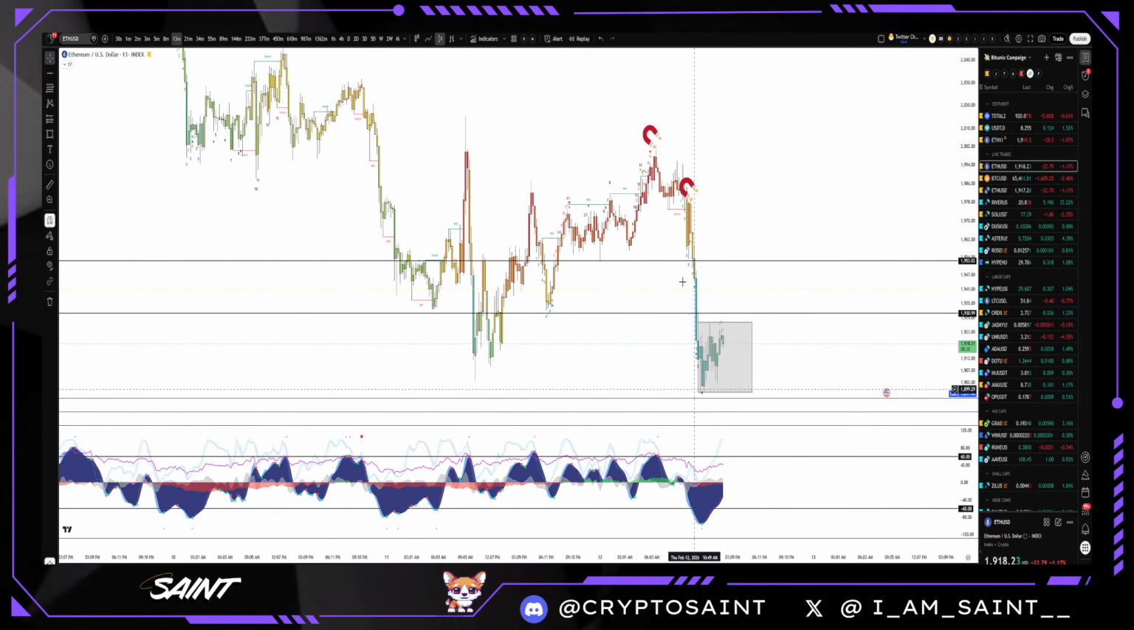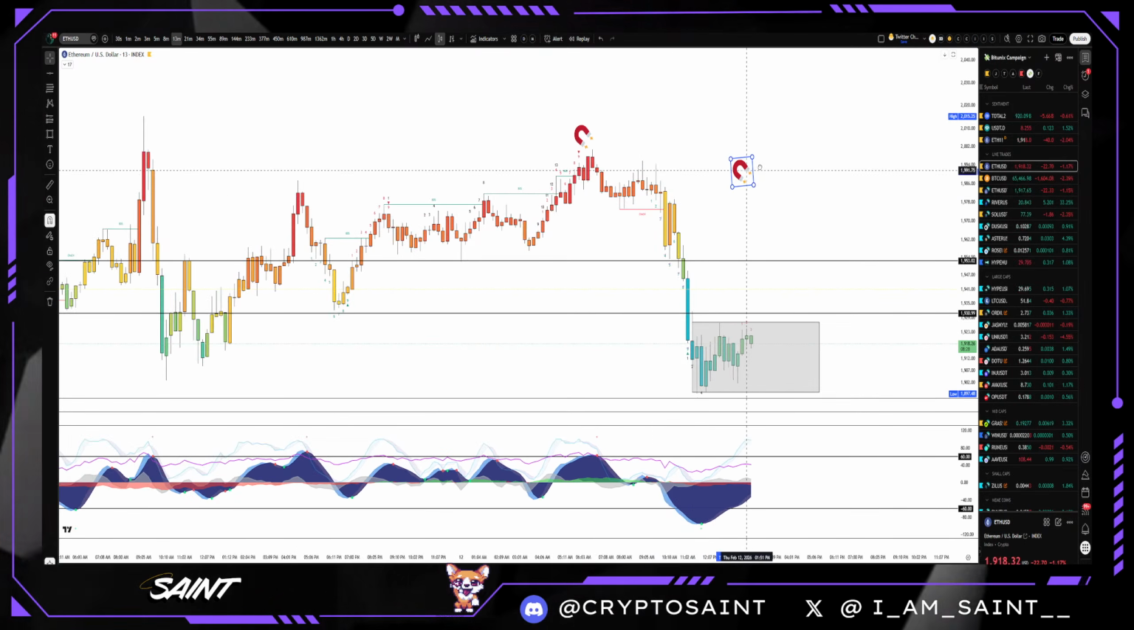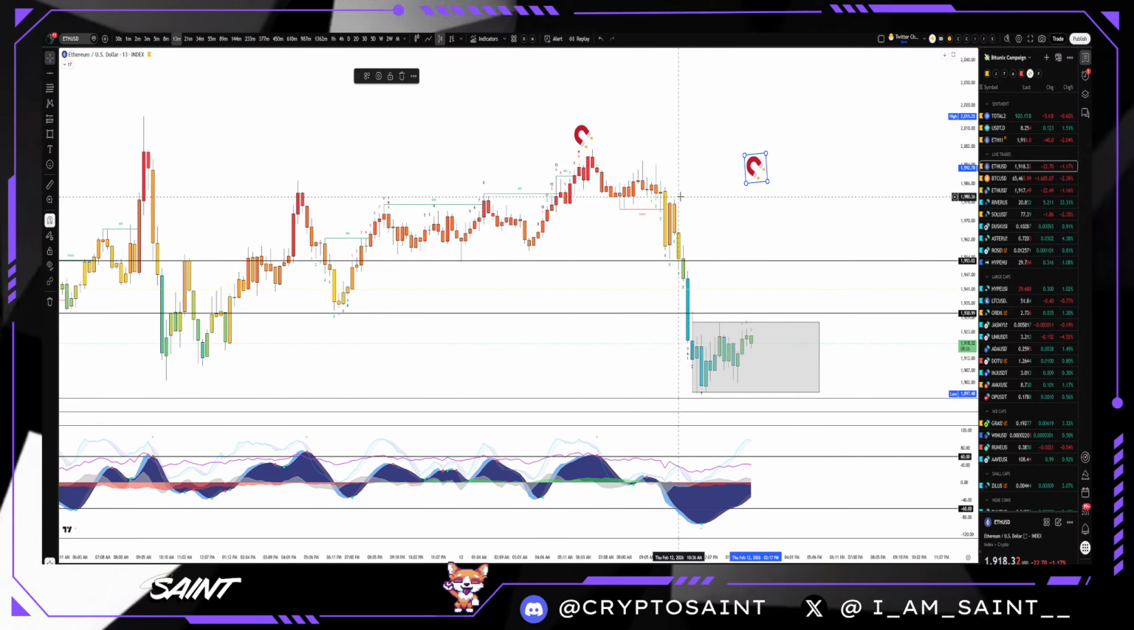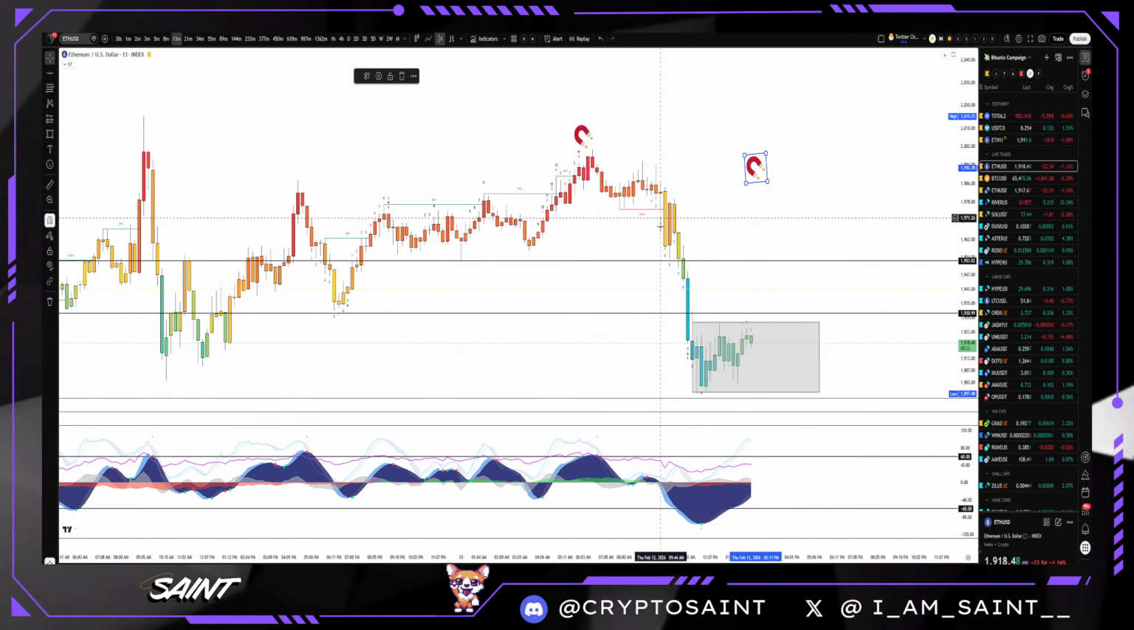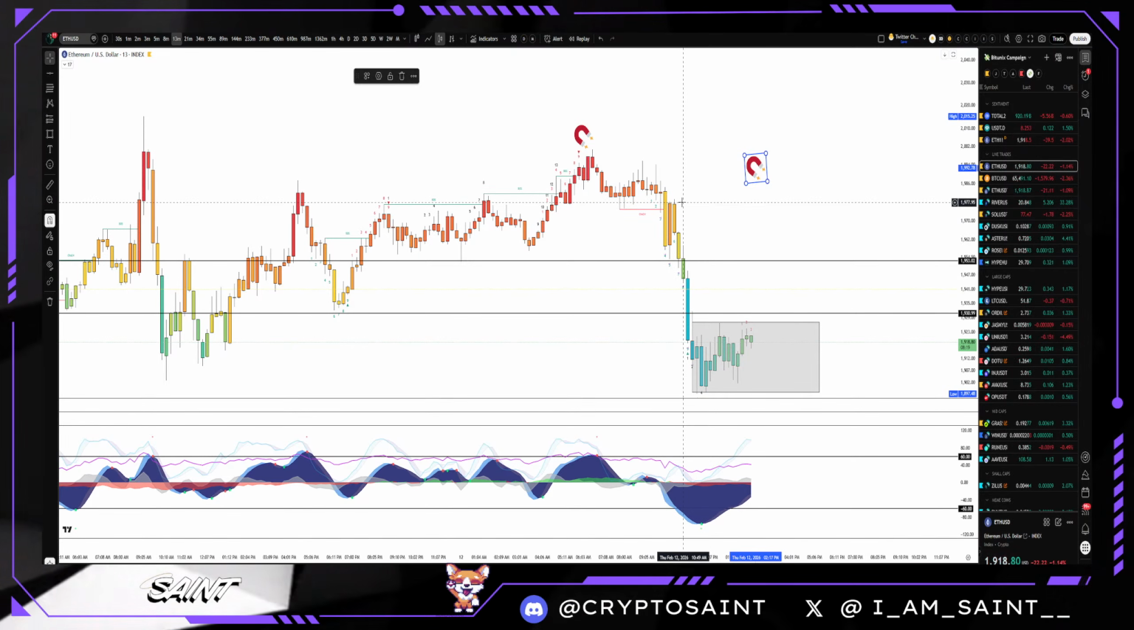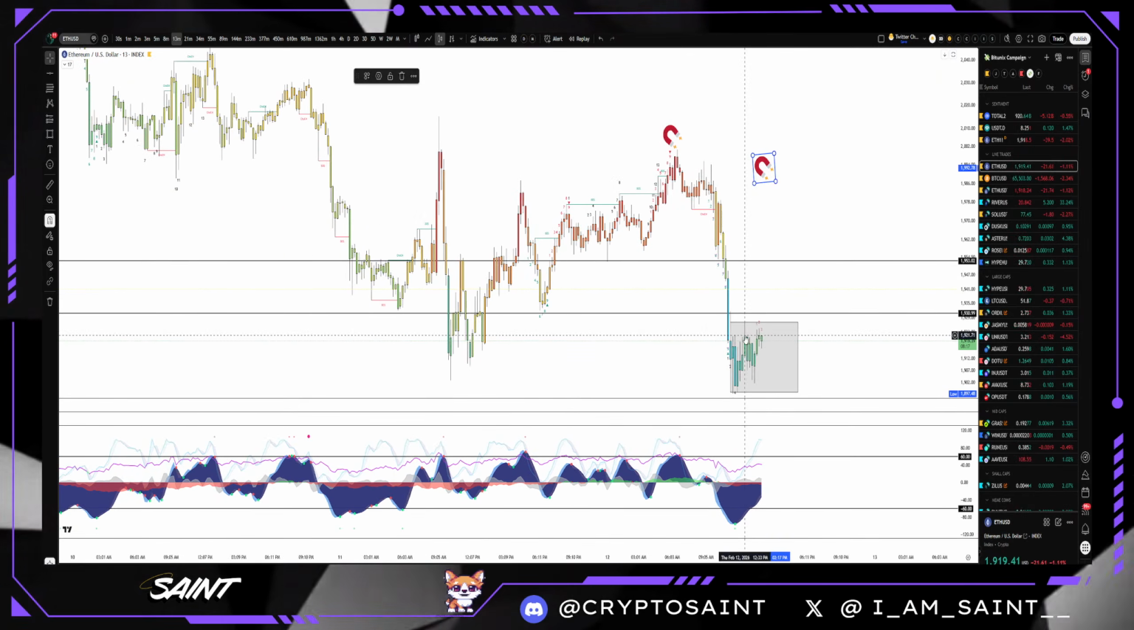Did that even give me a pullback? Damn, that was a weak pullback, but it did give it to me. Yeah, it gave me a weak pullback right over here. No break of structure.